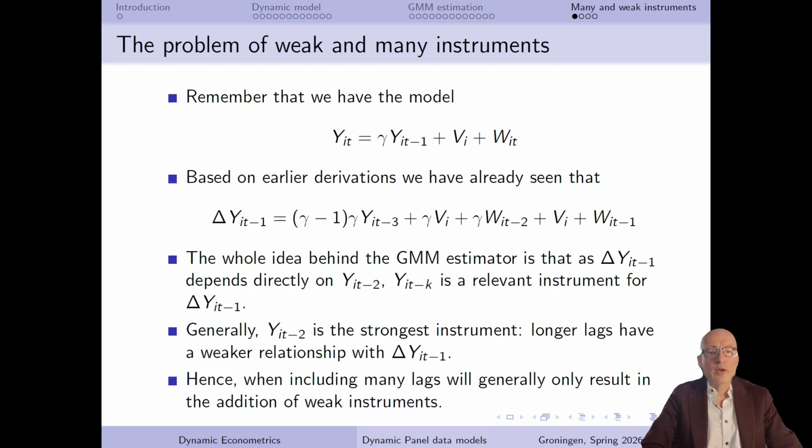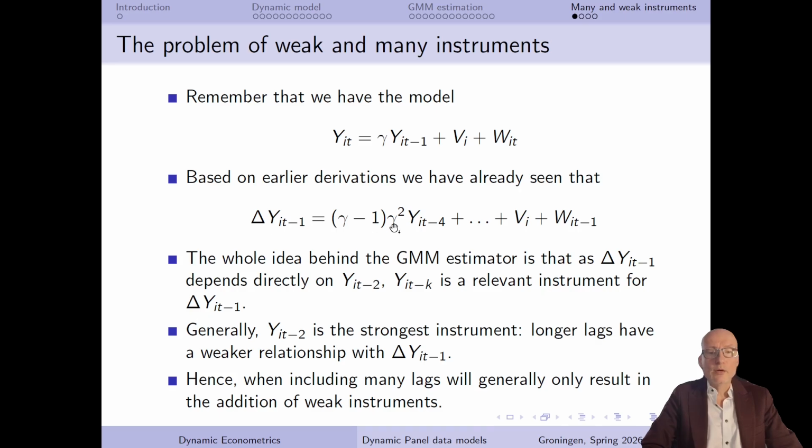Then of course what we're going to get is gamma times y_{i,t-4} plus v_i plus w_{i,t-c}. If I'm going to do that, then the most important term is of course this first term over here, and we are going to see that indeed there is a relationship between y_{i,t-4} and delta y_{i,t-1}, because y_{i,t-4} is at the right hand side of the equation of our endogenous regressor delta y_{i,t-1}.